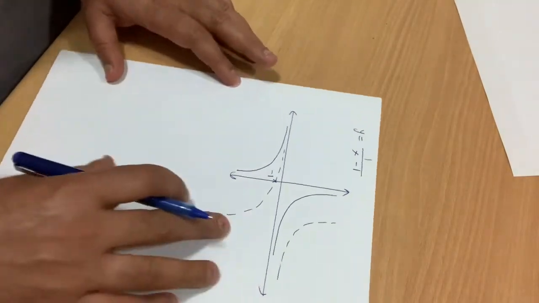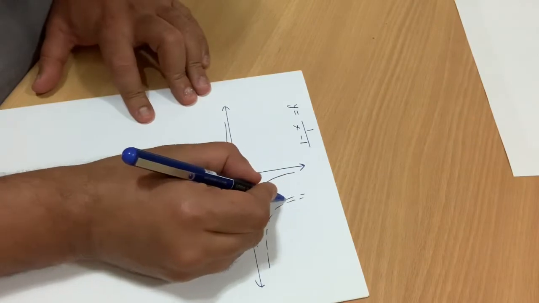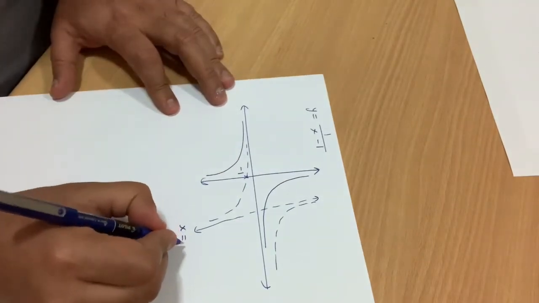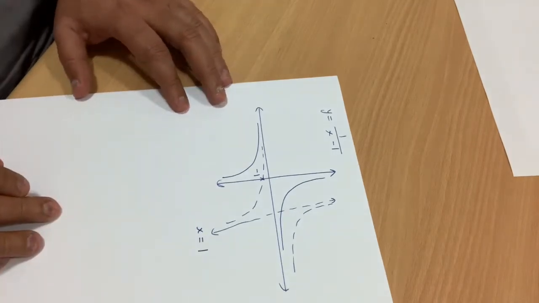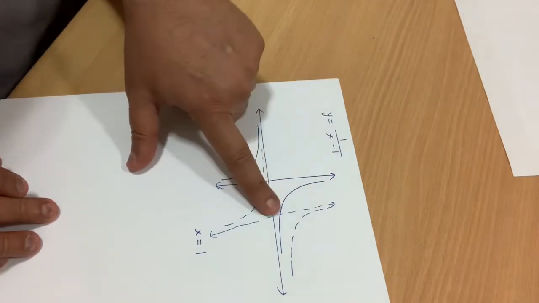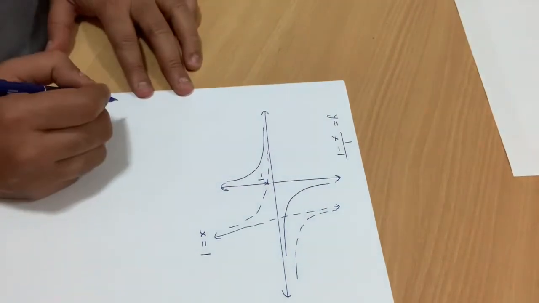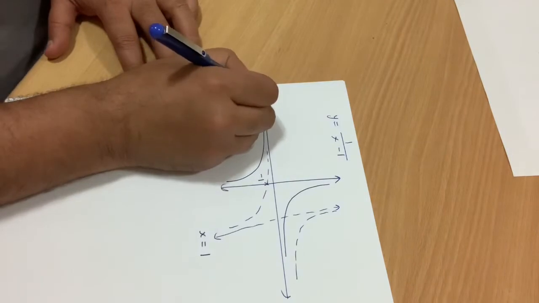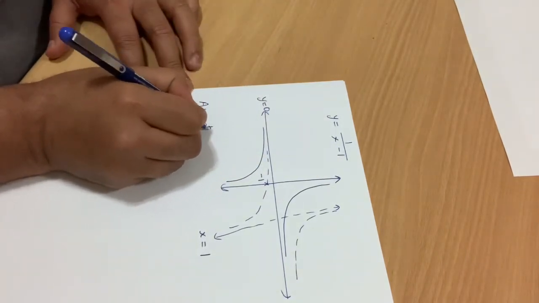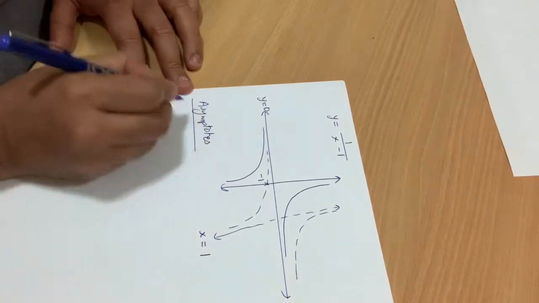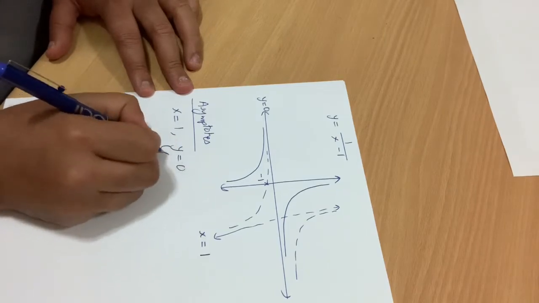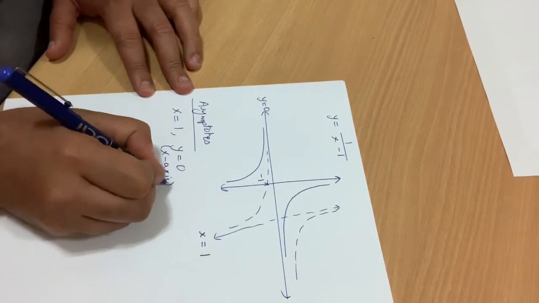Now, the asymptote is x equals 1, okay? Because you move the curve 1 unit. It was 0, right? So you have to move it 1 unit to the right. So this is the first asymptote, and the x-axis, which is y equals 0. So the asymptotes are x equals 1 and y equals 0, or you can write the x-axis.